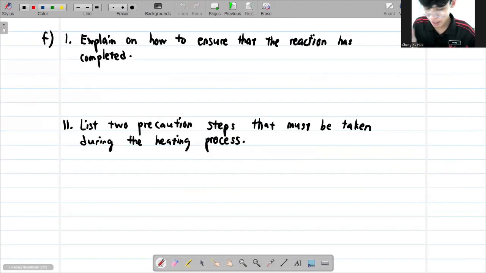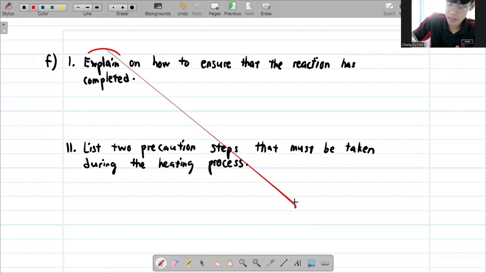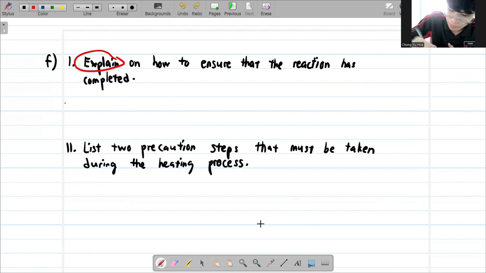The next one says, explain how to ensure that the reaction has completed. Okay, how do you ensure this one? You just have to know. Basically, the more you do questions by chapter, the more you remember. For "explain how", the answer is fixed. So the answer is basically repeat.